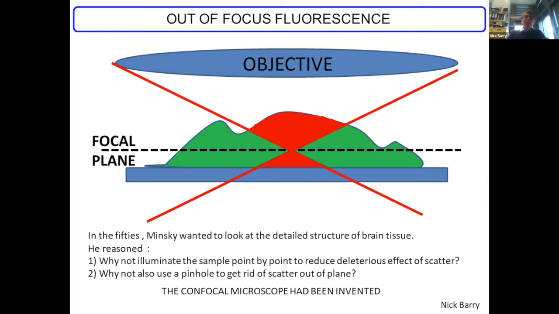So the big thing that he contributed to the field of microscopy, which is outside of his contributions to the world of artificial intelligence and what have you, is that he said, well, why not illuminate just point by point, so you can reduce the size of this area of out of focus excitation, and then use a pinhole to get rid of the out of plane light. So just let the light that's conjugate to this part here through to your detector. And with those 2 concepts, the confocal microscope as we understand it today had been invented.